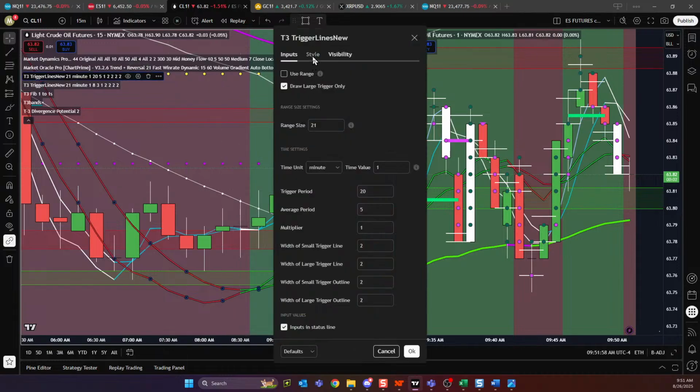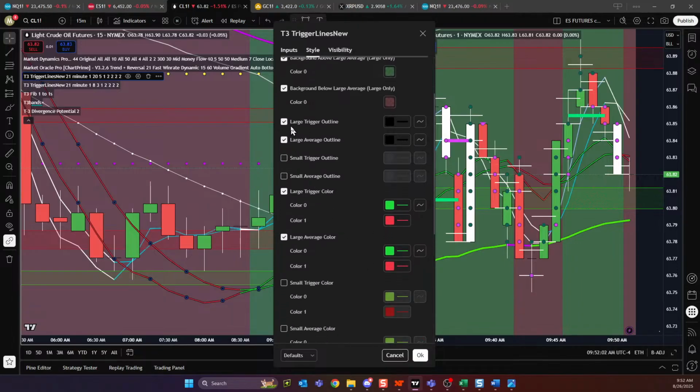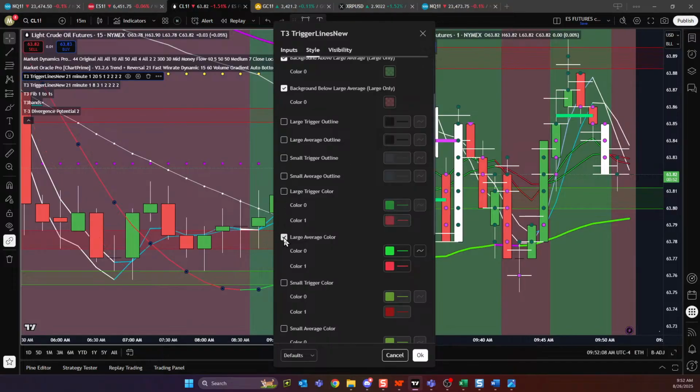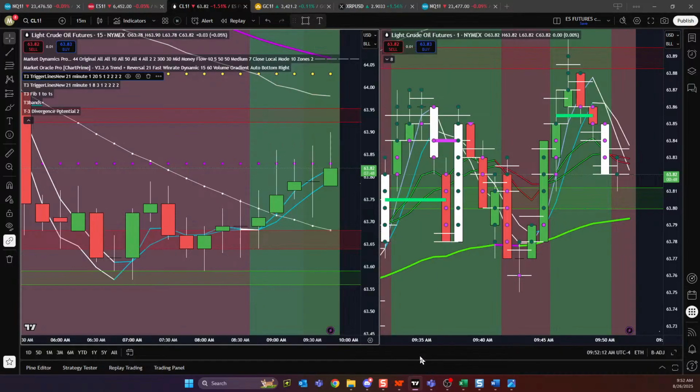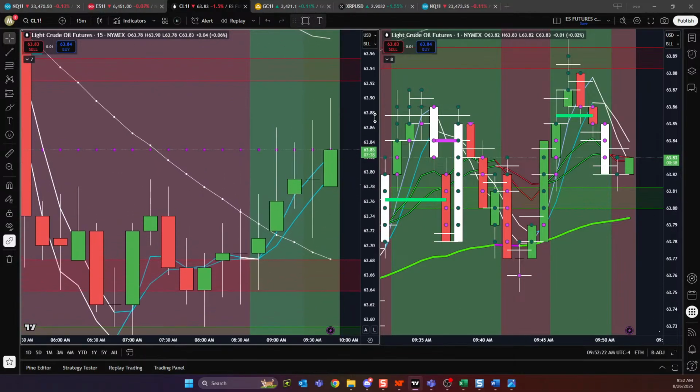From Settings, you're going to go to Style, and what you're going to do is you're going to say, that's a large trigger, don't want it. That's a large trigger, don't want it. Large trigger, don't want it. Large trigger, don't want it. And then, boom, you don't have large triggers. Pretty cool, right? Let me know if you need help with that, Victor.